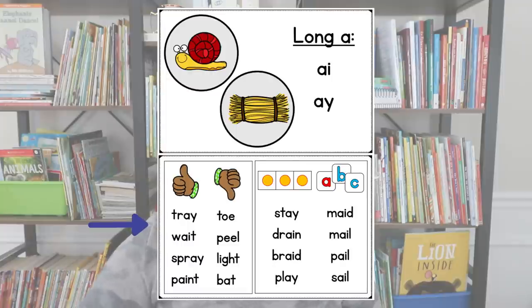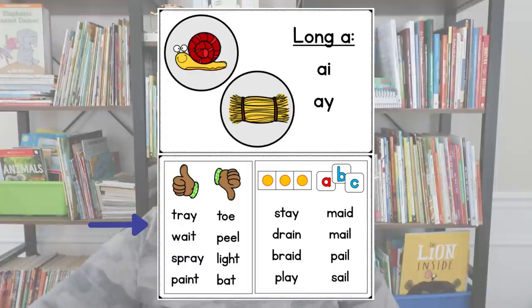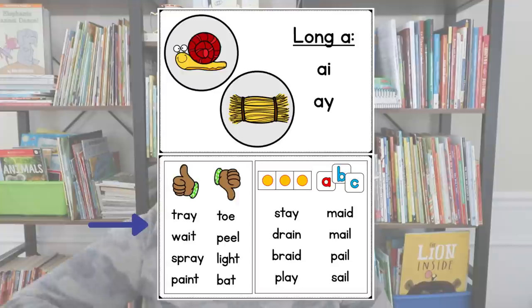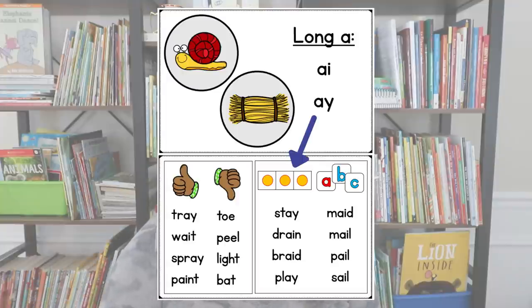The thumbs up and thumbs down side is just for students to listen to. So here they would have learned that those AI and AY vowel teams generally make long A. So students have to listen to these words, they won't actually see them, and give you a thumbs up if they hear the long A, or a thumbs down if they don't. So spray, they would do thumbs up. Peel, thumbs down, etc.